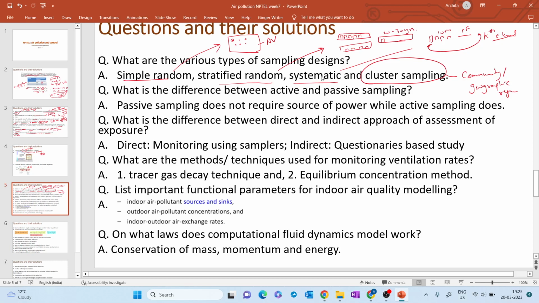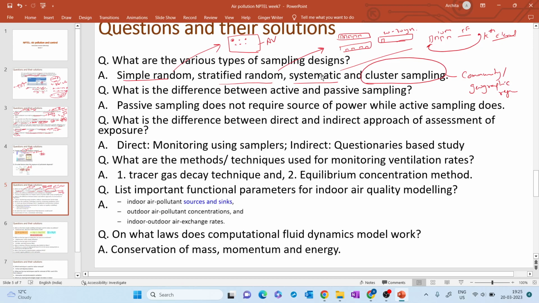For example, let's say I am collecting samples in a particular location, and I have a low volume sampler which collects PM 2.5 samples. So every day I go at 7 a.m., I put the filter, and then at 7 p.m. at night I collect the filter.